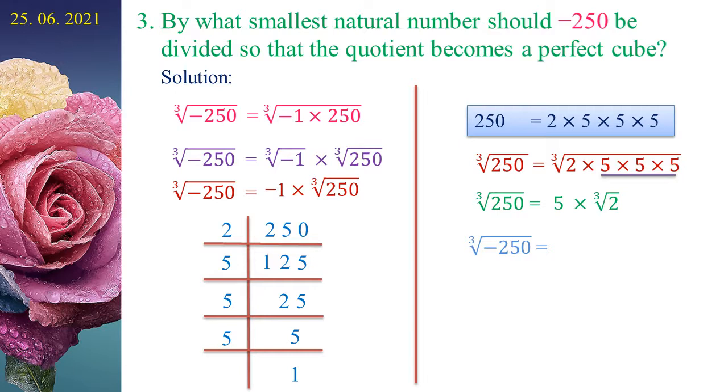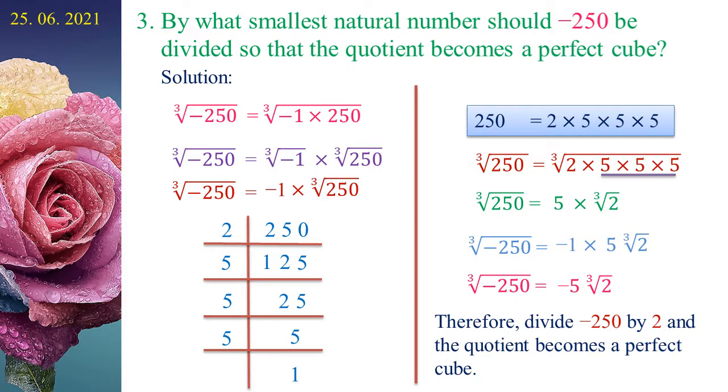Here, the given number is cube root of minus 250 equal minus 1 into 5 into cube root of 2. Cube root of minus 250 equal minus 5 into cube root of 2. Here, the number 2 is not in triple of similar factor. Therefore, divide minus 250 by 2 and the quotient becomes a perfect cube.